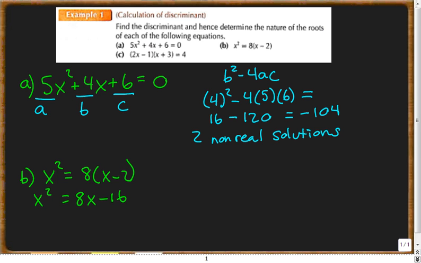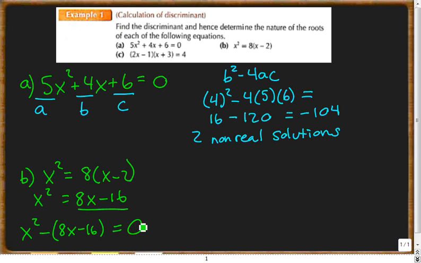There's multiple ways that you can do this. We can take the x squared and subtract it over, or we can subtract the 8x and the negative 16 to the other side. I like to keep my x squared term positive if I can, so I'm going to move this over, but you don't have to. So I'm going to get x squared, and we're subtracting away the 8x minus 16.